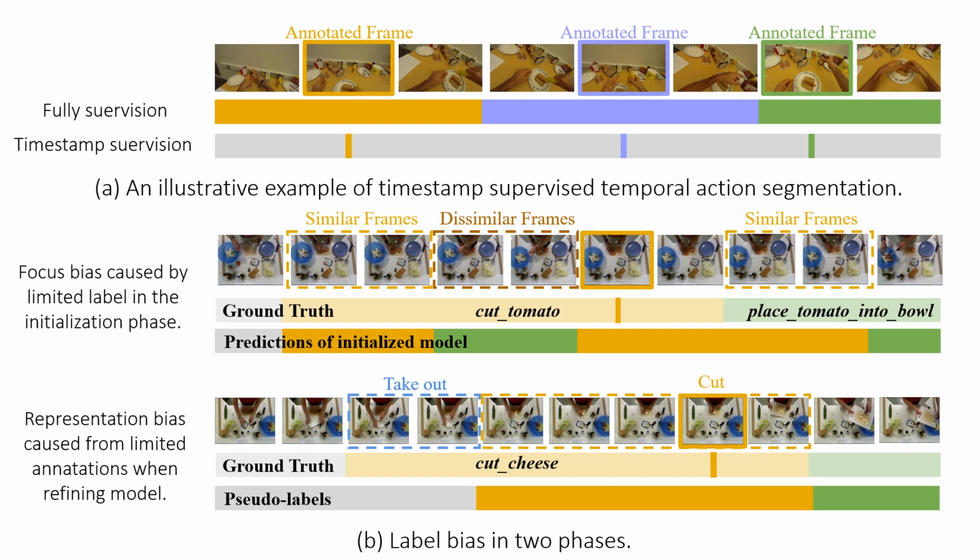Second is the representation bias, which means that a single frame fails to represent the entire action segment for complex actions.